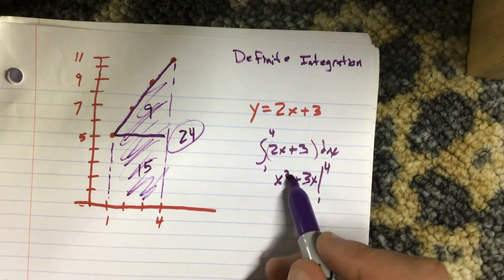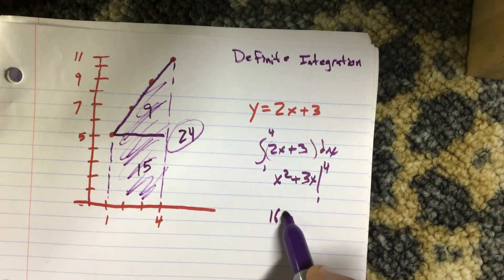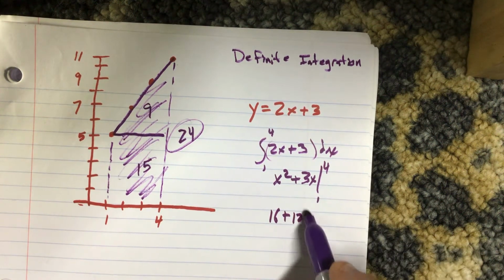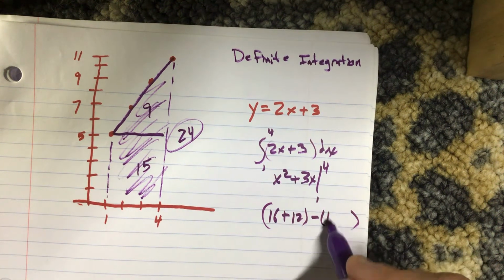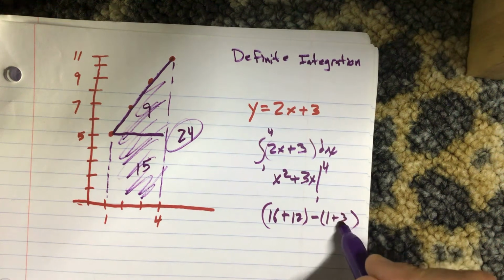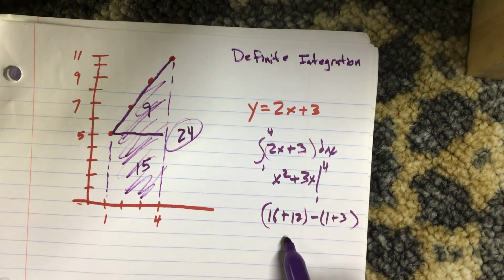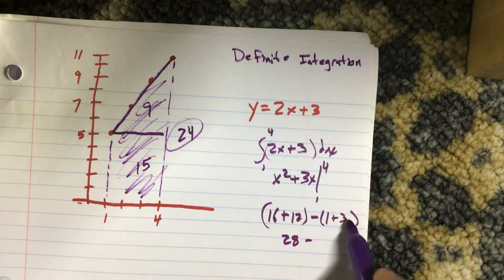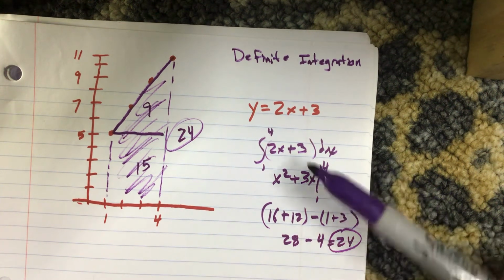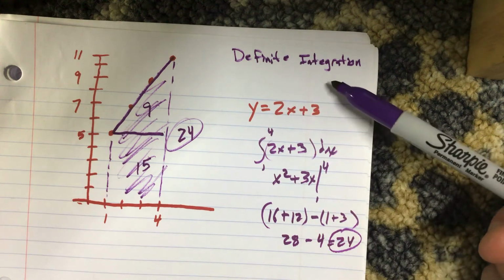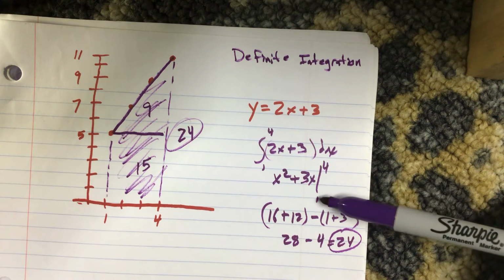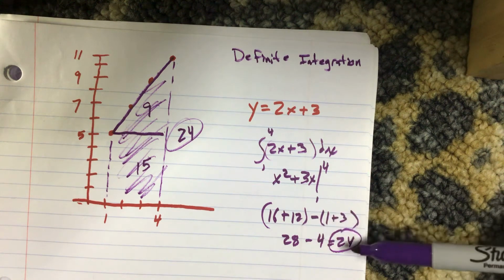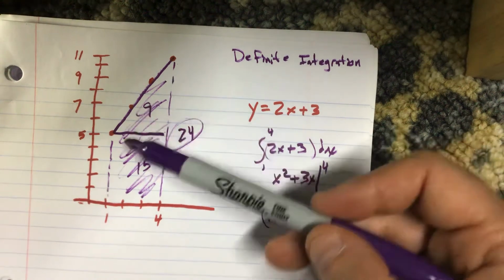We plug in 4. 4 squared is 16, plus 4 times 3 is 12, minus, and we plug in 1 squared is 1, 1 times 3 is 3. And I end up with 16 plus 12 is 28, minus 1 plus 3 is 4. And I get 24. And this process that I'm doing is called definite integration. So you take the integral, you plug in the 4, you plug in the 1, you subtract the two values, and you get 24, which is the area underneath the curve.